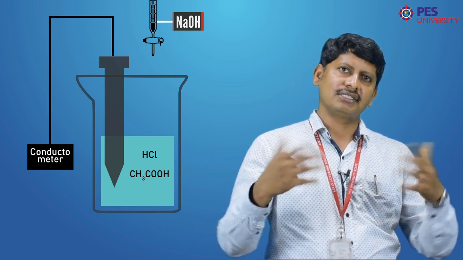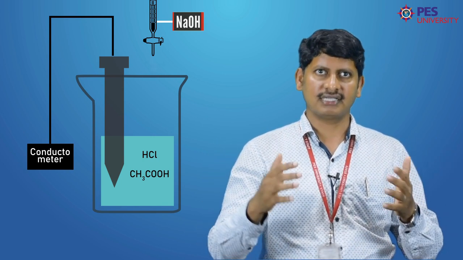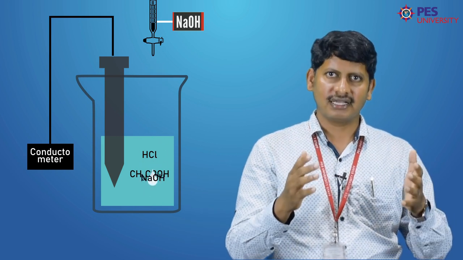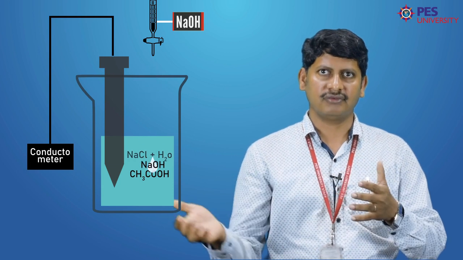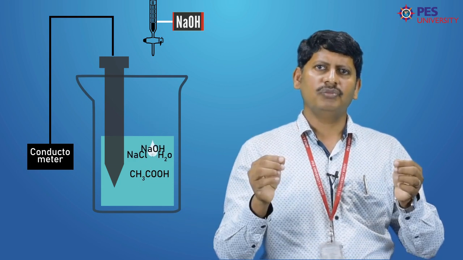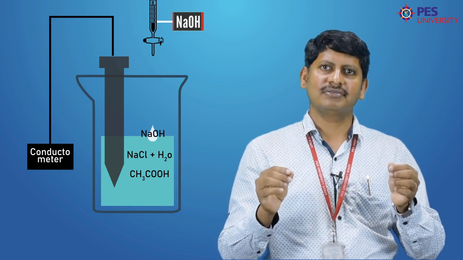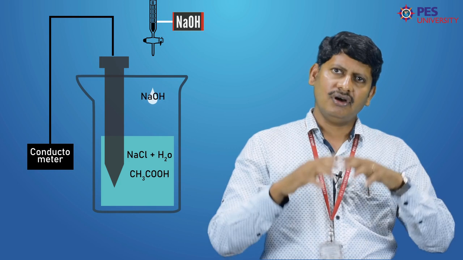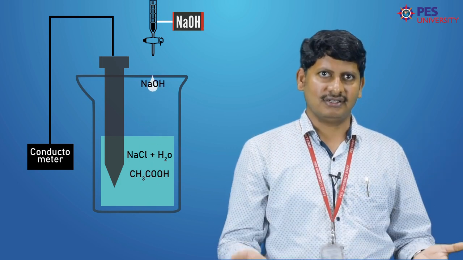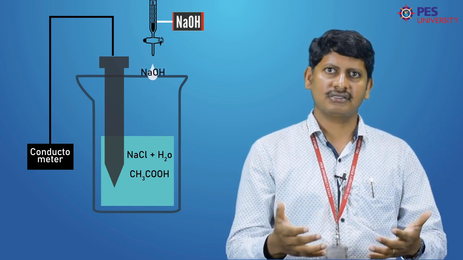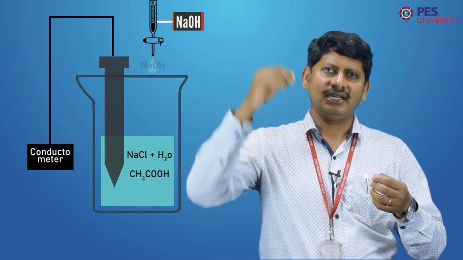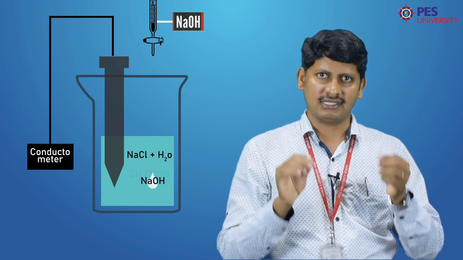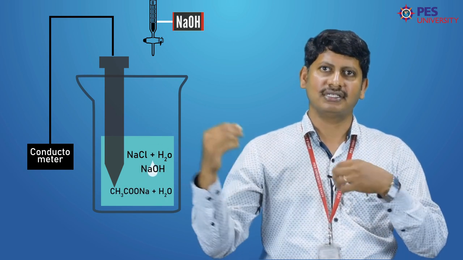When we titrate acid mixture, that is HCl and acetic acid versus NaOH, what happens is this HCl first reacts with NaOH, forms NaCl and water. Now, these more mobile H+ ions are replaced by Na+ ions, hence conductance decreases. Now when all this HCl in the acid mixture is completely exhausted, only acetic acid is there in the solution. If you further add NaOH from the burette into the solution, this NaOH reacts with acetic acid, forms sodium acetate and water.